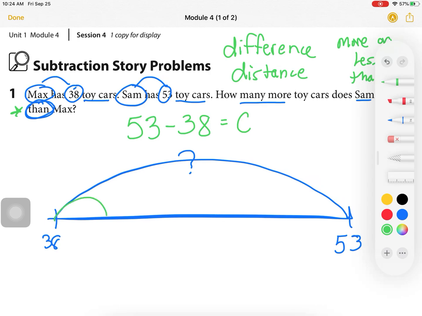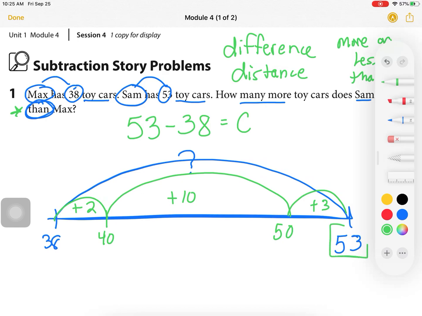I'm going to take my 38, I'm going to add 2 to get to my friendliest number, which happens to be 40. And as you can see, I'm going to need to add some more to continue to get to 53. So I'm going to take my big jump here of 10 to get to my next friendly number, which happens to be 50. That's an easy jump. And then I'm going to add 3 more to get to my 53.